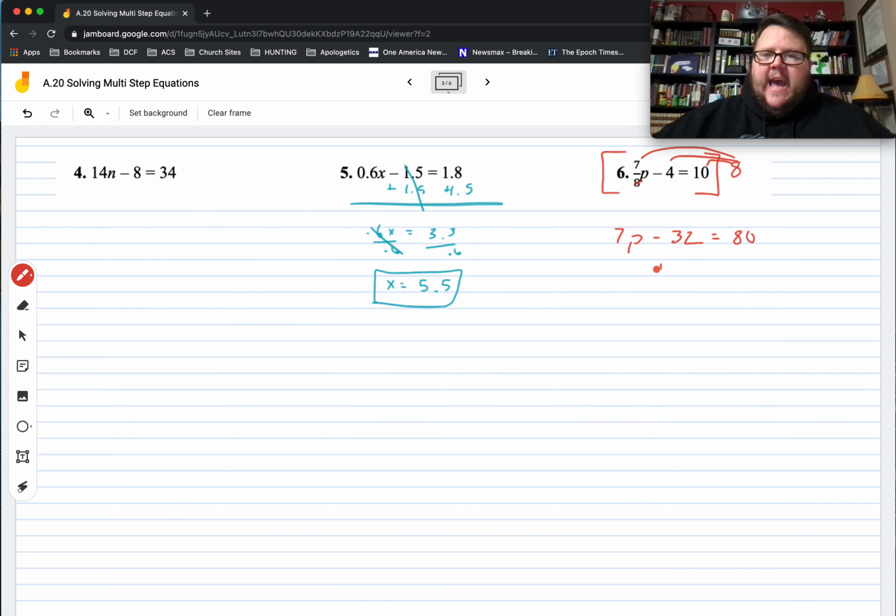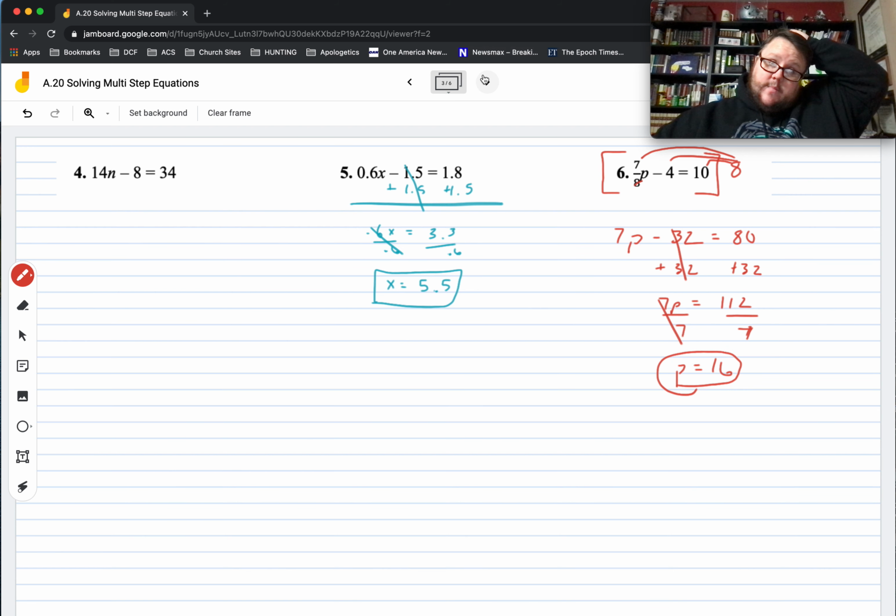So then I'm going to add 32 to both sides. So I get 7p equals 80 plus 32 is 112. So 112 divided by 7. When I divide both sides by 7, p equals 16. And that's my final answer.